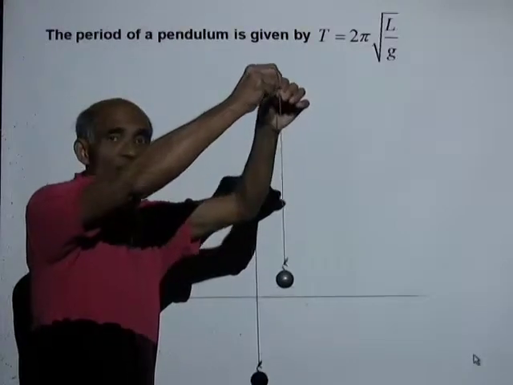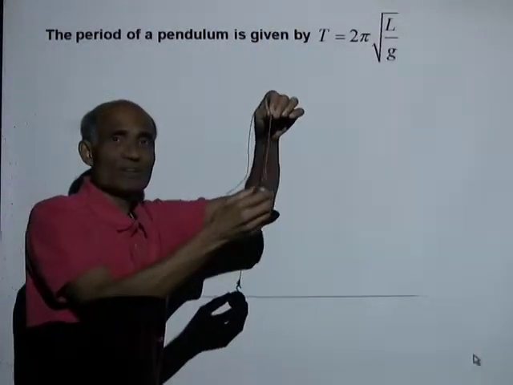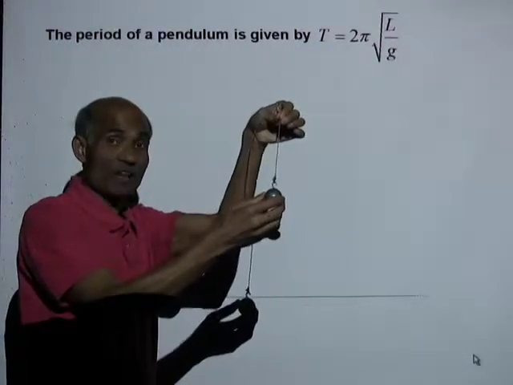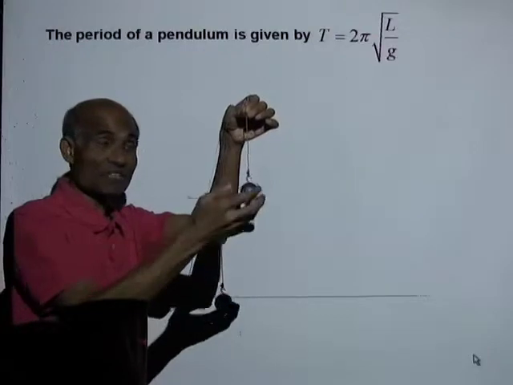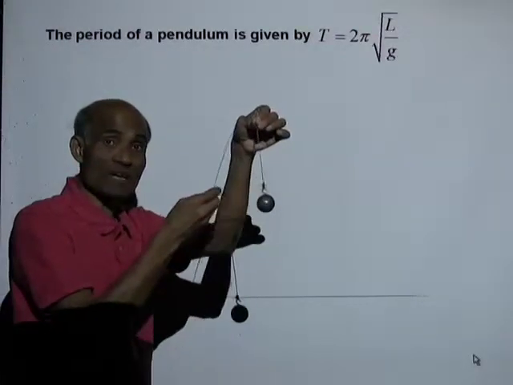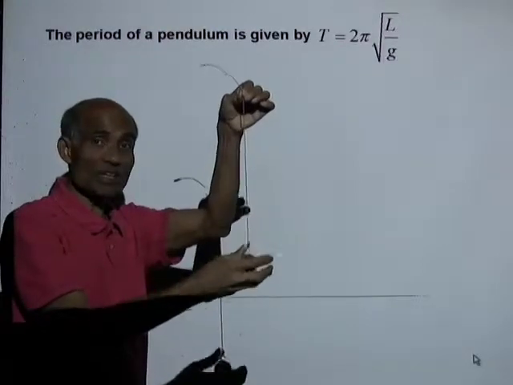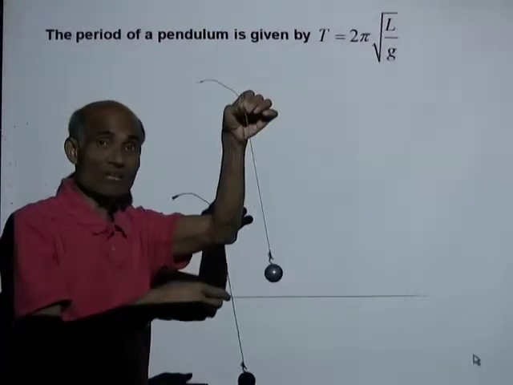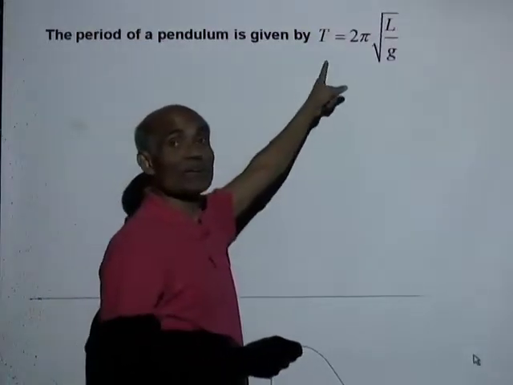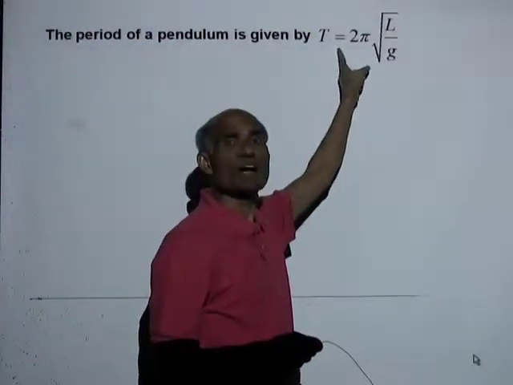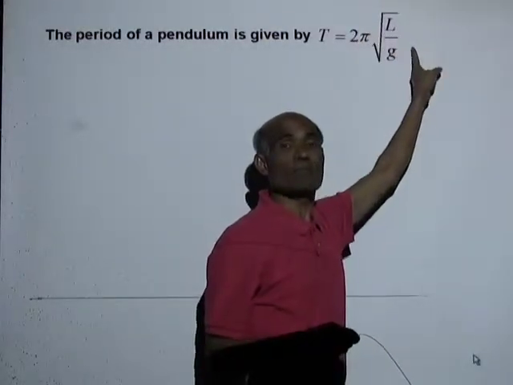Now look at that. If the length is very small, it swings very fast, isn't it? Look at that. It swings actually very fast. In other words, the time taken for one swing is actually very small. But if you increase the length, the time taken for a swing actually increases. That's what this equation means. The period, the time taken for a swing, increases with the length.